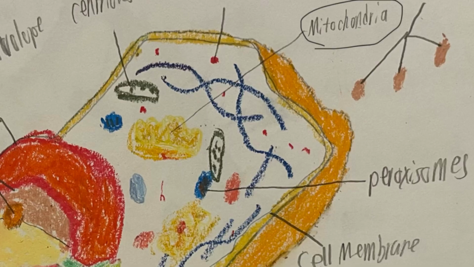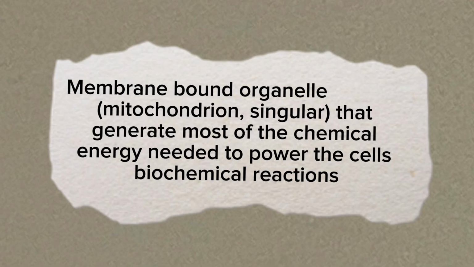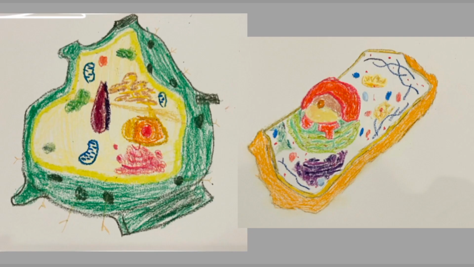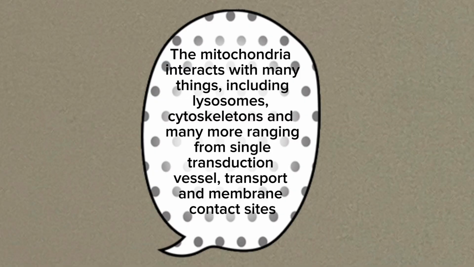Next one up is the mitochondria. The mitochondria are membrane-bound cell organelles, mitochondrion singular, that generate most of the chemical energy needed to power the cell's biochemical reactions. It is found in animal and plant cells. The mitochondria interact with many things, including lysosomes, cytoskeletons, and many more, ranging from signal transduction vesicle transport and membrane contact sites.